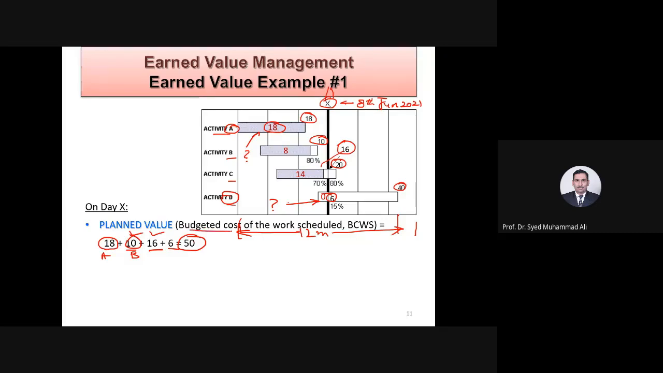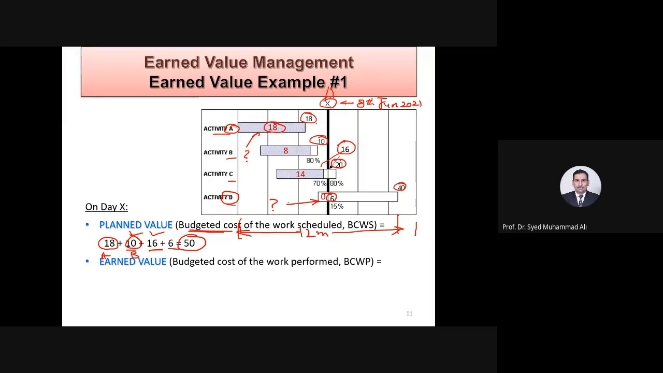So budgeted cost for day X is 50. This is the planned value. Planned. This was your plan. Okay. Now next, earned value.